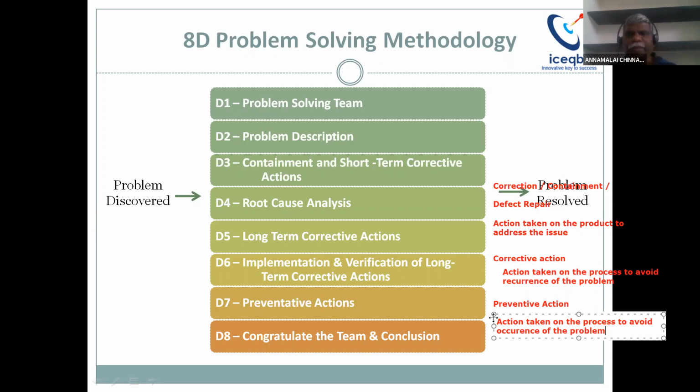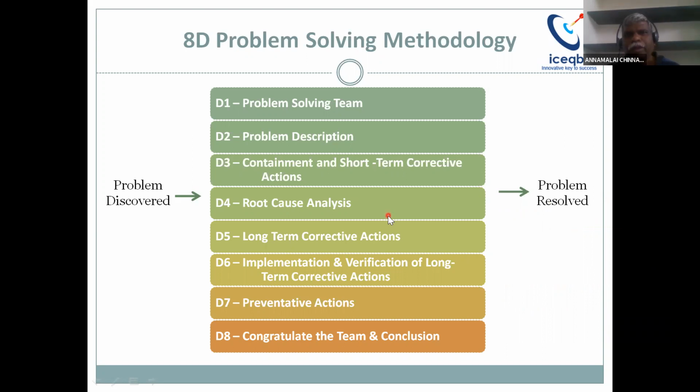So correction or containment is the immediate action you are taking on the product so that the problem is immediately addressed, so that the product becomes usable, so that the production can continue. That is the correction or containment. Corrective action is you are taking some action so that the problem does not repeat. Preventive action is, even before the problem comes, you are taking some action so that the problem does not occur at all.